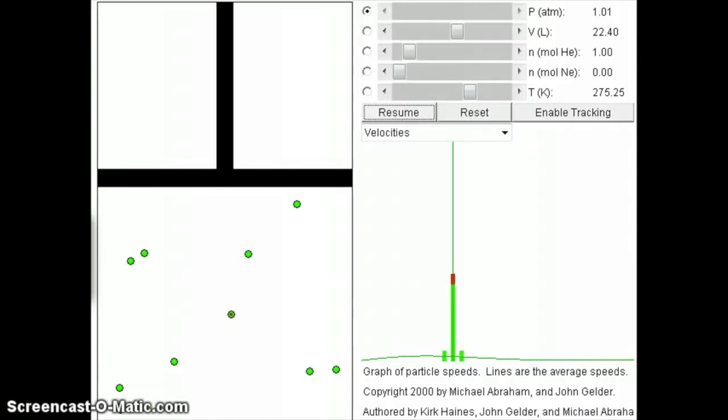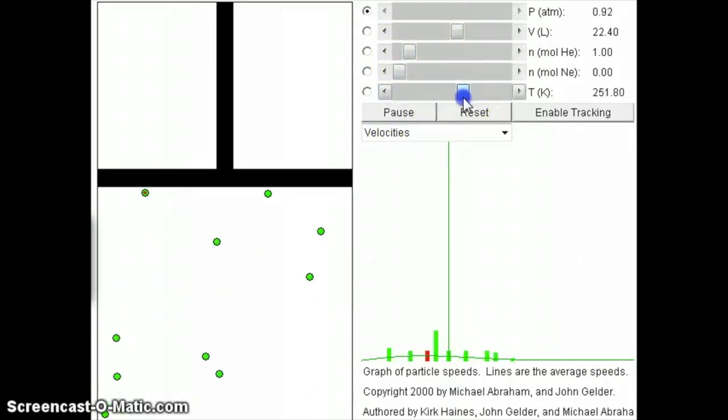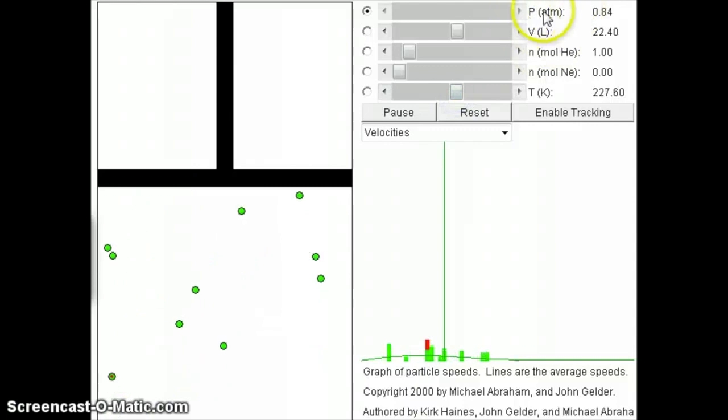I want to ask the second question now, which is a pressure-temperature relationship. So now you see that I'm going to stay at pressure, but now what I want to do is change temperature, and all the other factors I want to remain constant. So let's see what happens there. I'm going to lower my temperature. So you can see as my temperature comes down, my pressure also comes down, right?